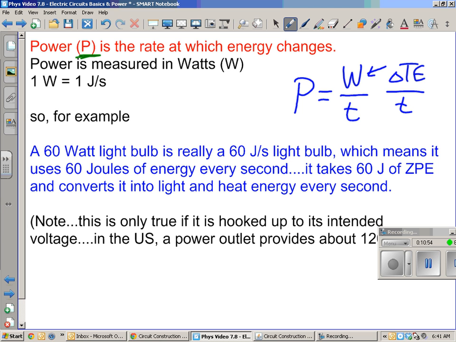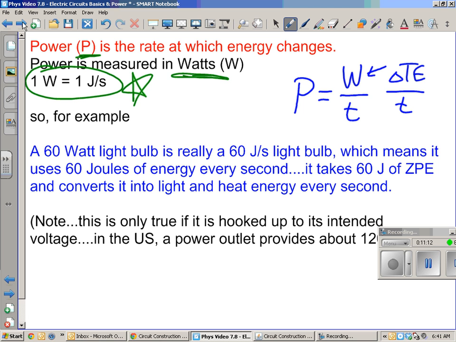And it's measured in watts. Notice watts is spelled W-A-T-T-S. And a watt is defined as a joule per second. That is super huge, super, super important. 1 watt is a joule per second. And this example should help clarify it.